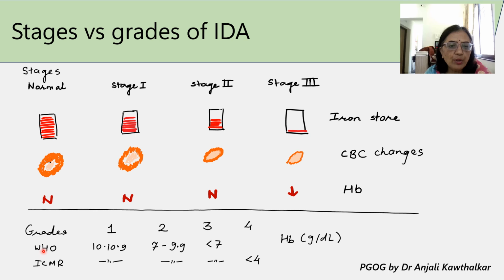Whereas grade is defined by WHO as per the hemoglobin in gram per dL. 10 to 10.9, and 9 in pregnancy, especially in the first and third trimester, is grade 1. 7 to 9.9 is grade 2, less than 7 is grade 3. ICMR has added a fourth grade as less than 4 gram per dL.